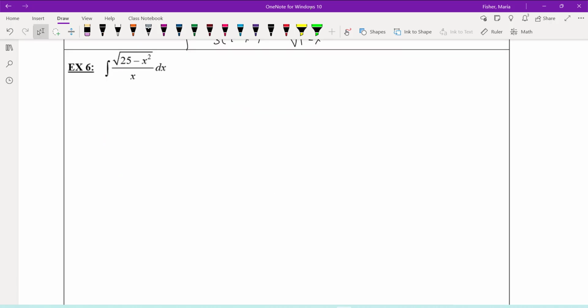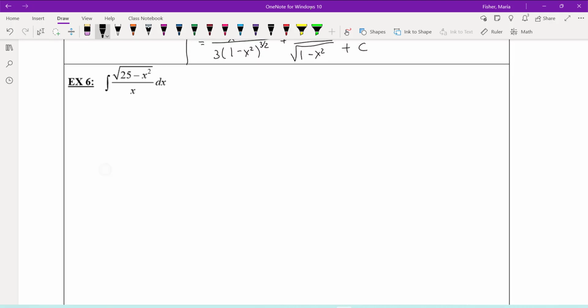Number 6, the integral of the square root of 25 minus x squared over x dx. What substitution do I need to make here? Well, I have a number minus a variable. When it's a number minus a variable, that's going to be u equals a sine theta. I know that a squared is 25, therefore my a is going to equal 5. U squared is x squared, therefore my u is going to equal x. That means that x is going to equal 5 times the sine of theta.